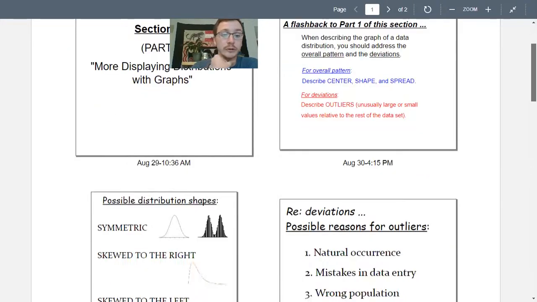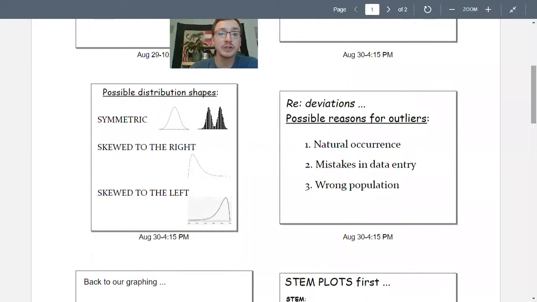Now, with those shapes, there's three kinds of shapes that you can have for a shape of a distribution. So you can have a symmetric one, which is you can just cut it right down the middle here, and you're going to have two even halves. You have what's called a skew to the right. So the majority of the data is on the left-hand side here, as opposed to the right-hand side. It looks like it's getting pushed over from the right. And then you have what's called skewed to the left, which is just the opposite. It looks like you put a hand in there and you push this graph from the left-hand side.